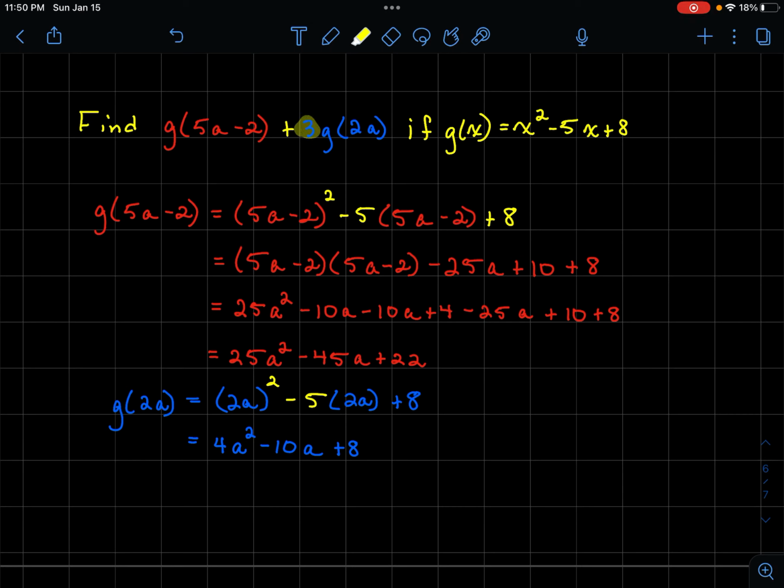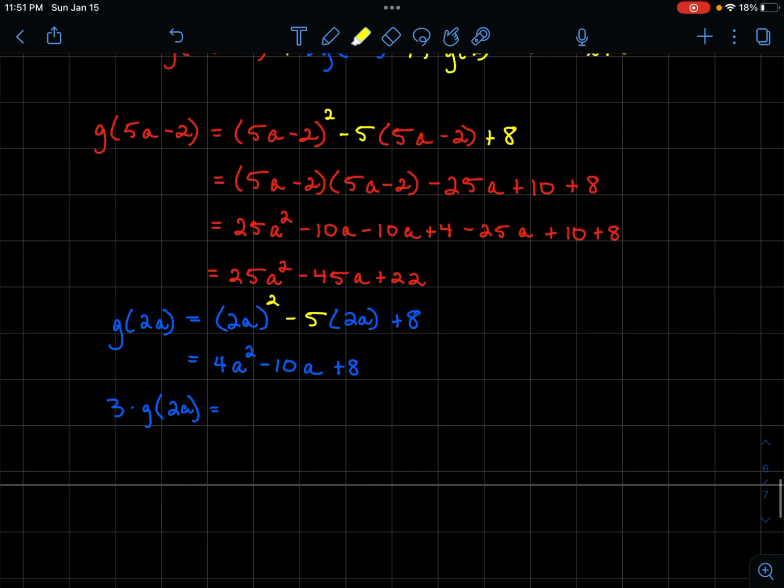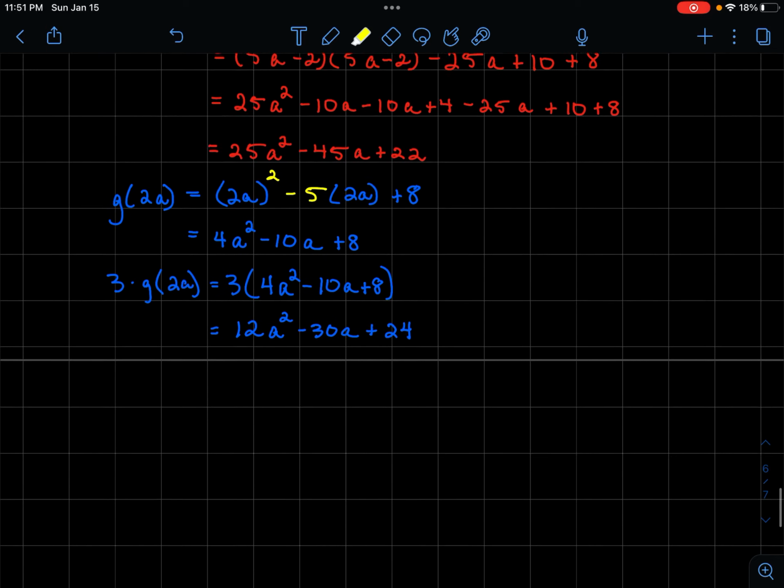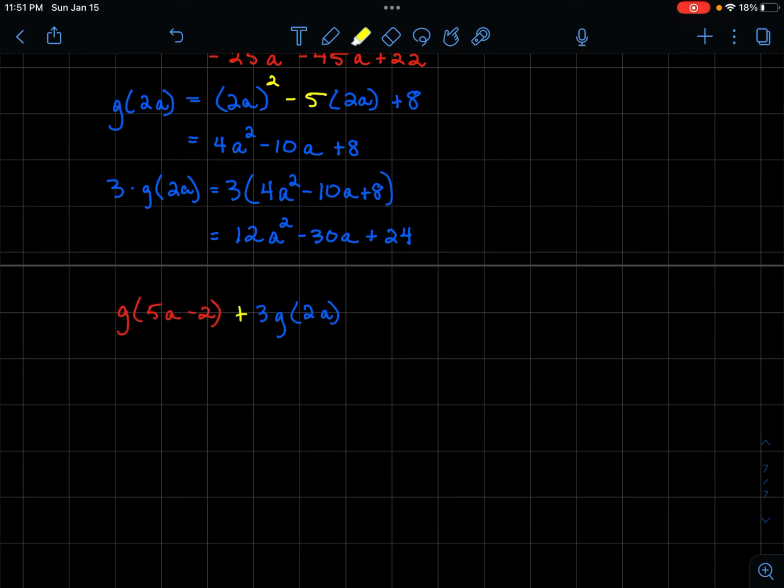And then, if you noticed, we had a 3 out front of this. That means we're supposed to multiply everything that we got from g of 2a by 3. So we distribute a 3 again, similar to what we did with the 5 in the previous example. Distributing the 3 gives us 12a squared minus 30a plus 24. And what did we want to do with all this? Well, in between here, it told us to add everything together. So we're just going to add all the like terms from the red answer to all the like terms in the blue answer.